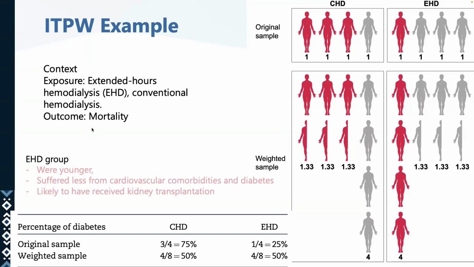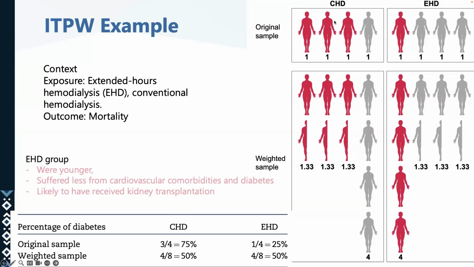And you see that all of these factors are signs of good prognosis. So you would expect that mortality, which is the outcome here, will not be really severe in this group. So what we do is, as you can see in the original sample up here, we are balancing now the diabetes distribution.